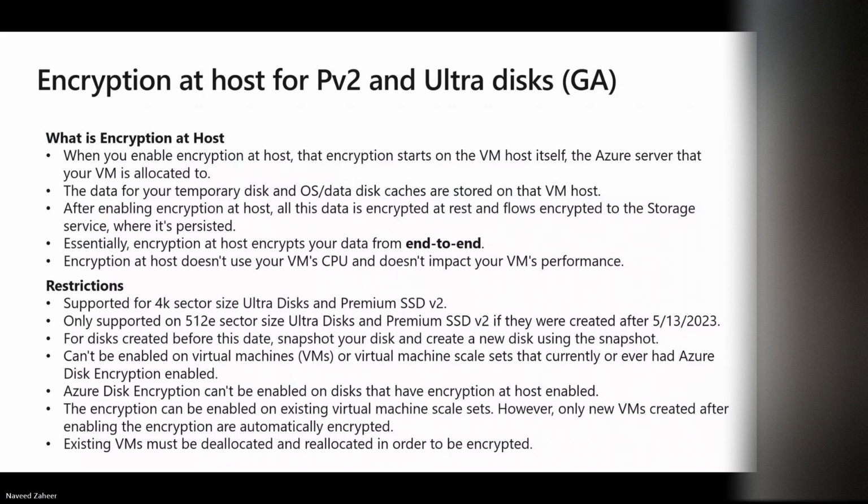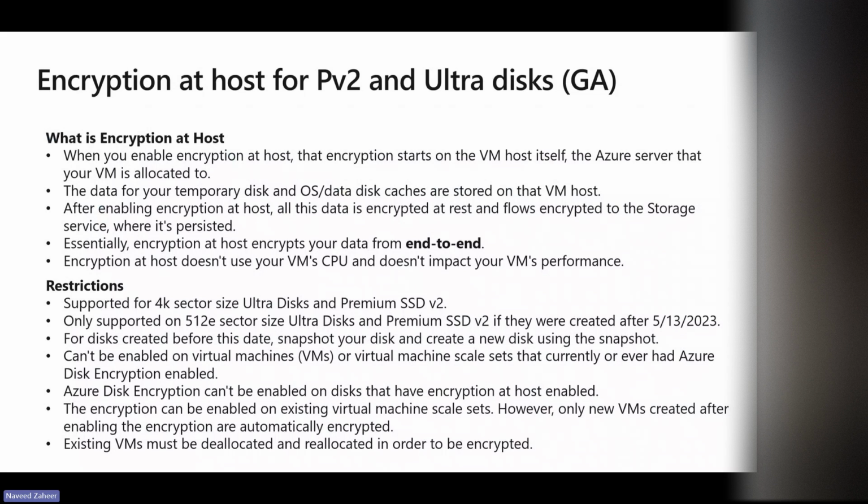Basically, the encryption at host. This is the most comprehensive kind of encryption at host, which does the encryption end to end. It includes the host and any storage disk. It includes the disk cache, data cache, all of the OS disk cache and data cache. All of that it does, and it encrypts your data end to end. So this has also gone GA for both Ultra Disk and Premium V2.